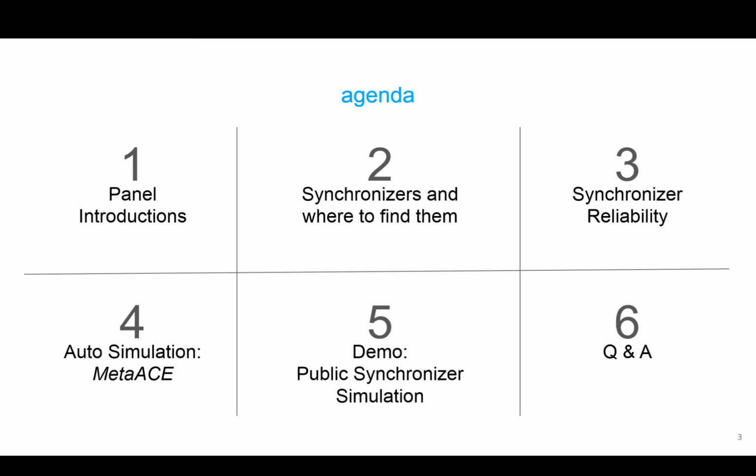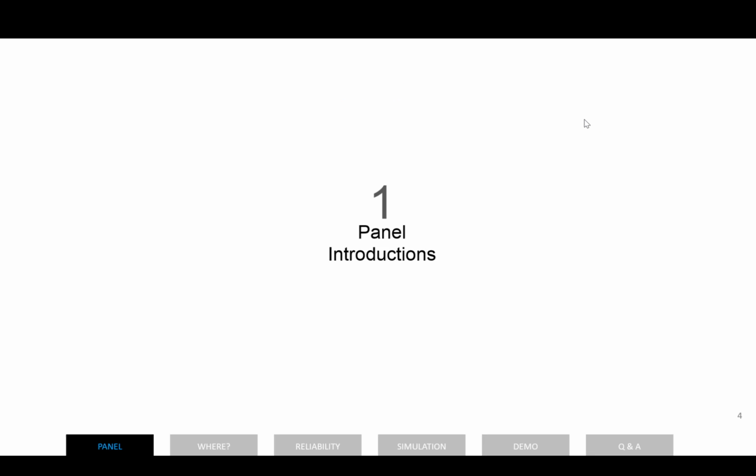I'm going to give a brief introduction of our panel, and then we'll have our keynote speaker introduce synchronizers and suggest where they are likely to be found. The most common measure of synchronizer reliability is the mean time between failures, MTBF. As our tool designer will explain, automatic simulation of a synchronizer's behavior is the best way to determine MTBF. We have on tap a demonstration of a public synchronizer, one which you can download along with a tool to measure MTBF. A question and answer session will wrap up the webinar.